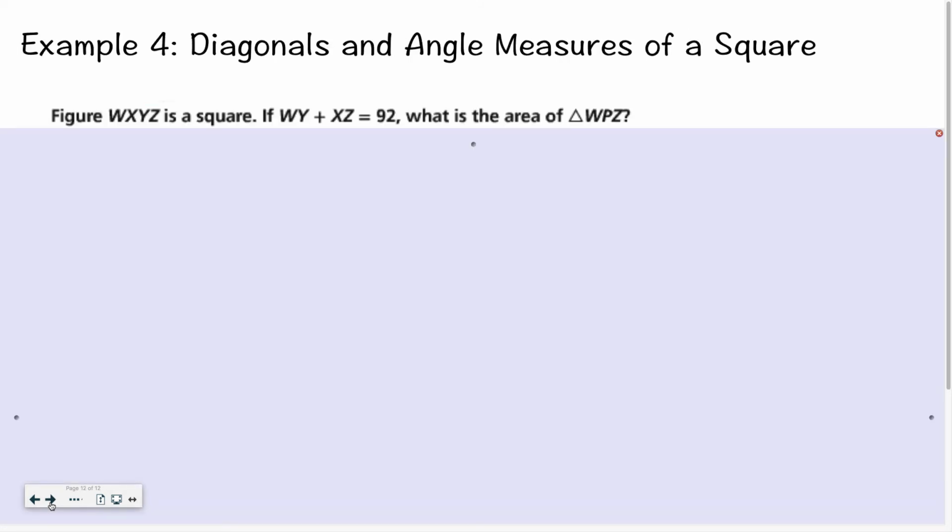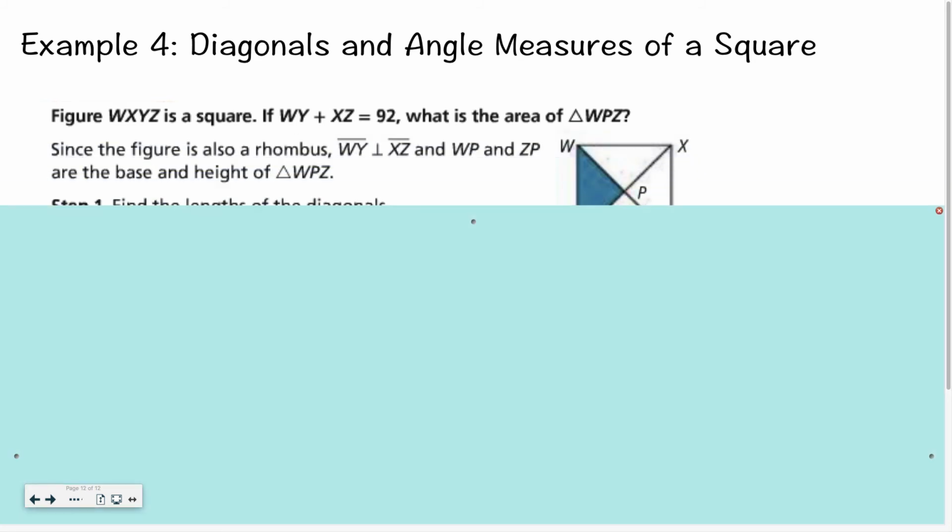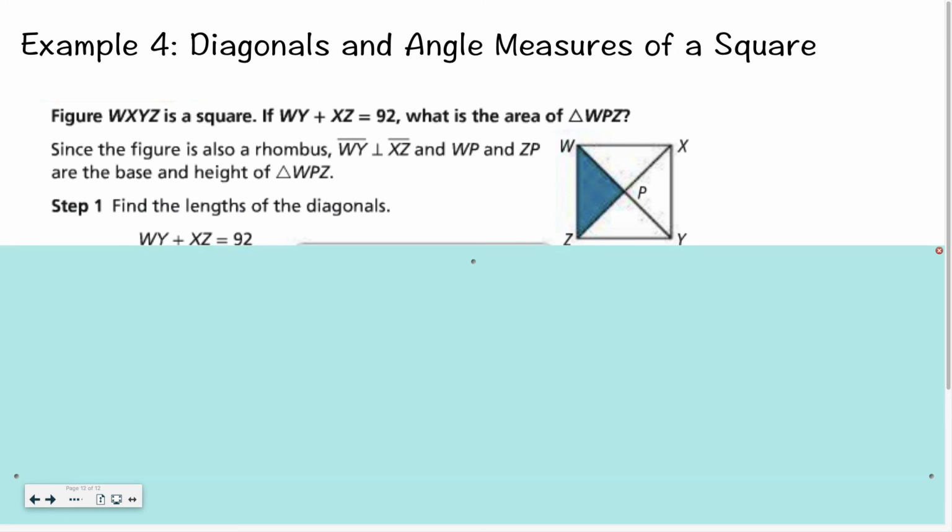And the very last question, example 4, diagonals and angle measures of a square. So if we have figure WXYZ is a square, and we have WY plus XZ equals 92. What is the area of triangle WPZ? So if we start and draw the picture, that's what we would have. And since the figure is also a rhombus, because remember a square is a rhombus, rectangle, parallelogram, and quadrilateral, we know that the diagonals are perpendicular to each other. So I have a right angle there.